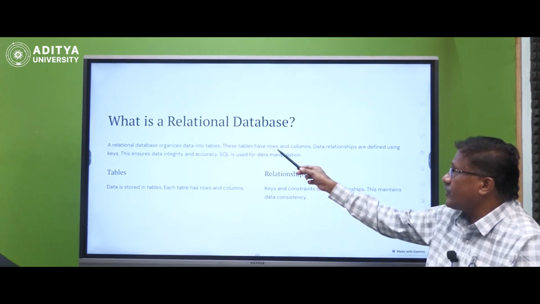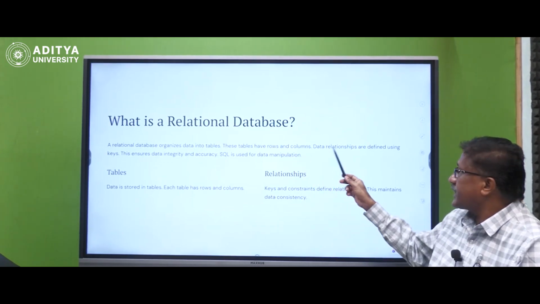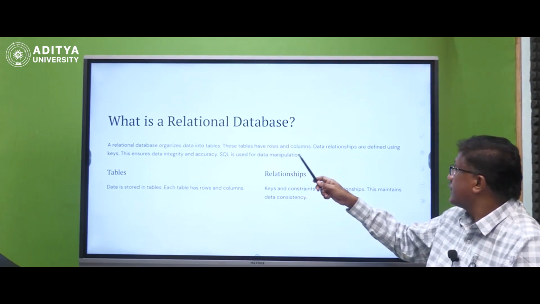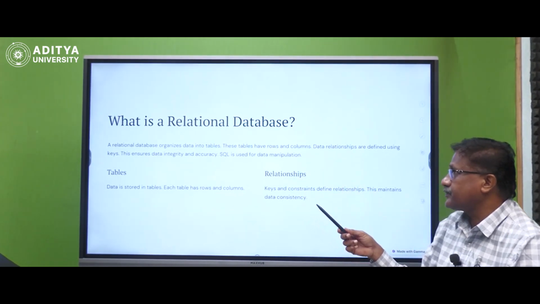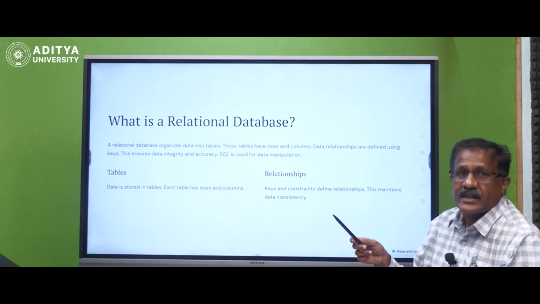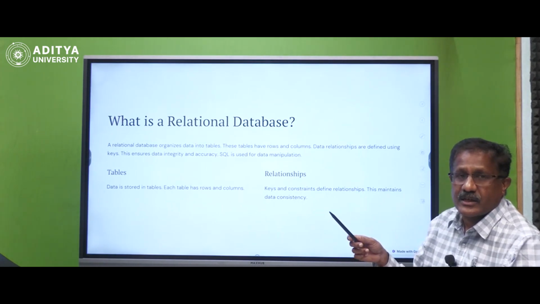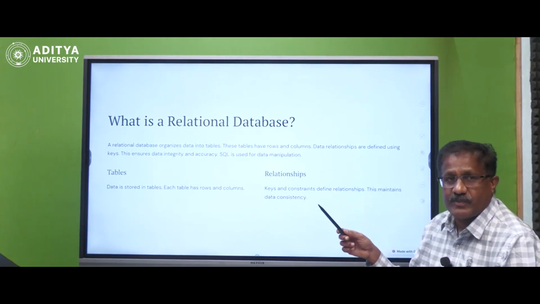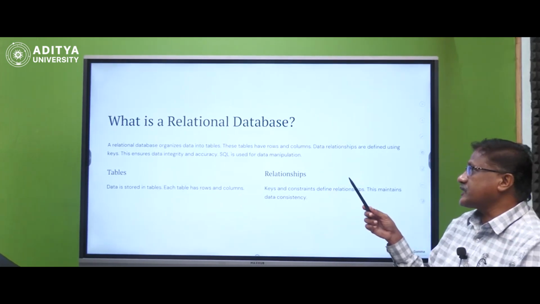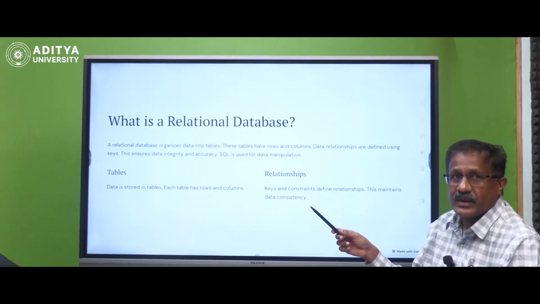The table consists of rows and columns. Data relationships are defined by various types of keys and integrity constraints, which make sure of the accuracy of the data. Here we are using SQL. SQL means Structured Query Language. It is used for data manipulation.